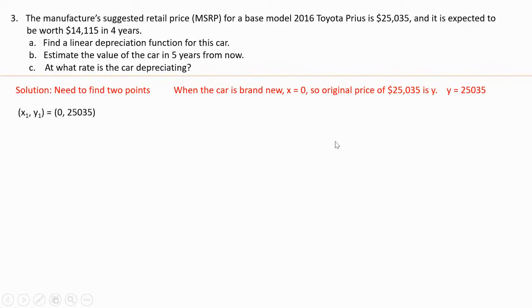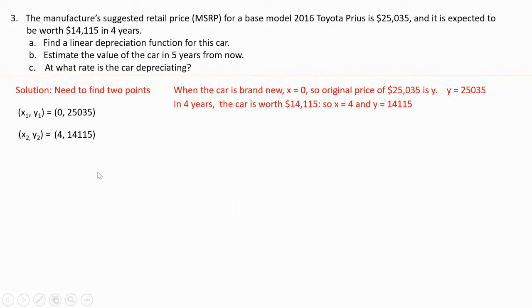That's my first point. My second point: how many years is it going to be? 4 years is going to be my x, and the 14,115 is going to be my y on the second point. The car is worth $14,115, so x equals 4 because it's 4 years from 2016. So x is 4 and y is equal to 14,115. So that's my second point.